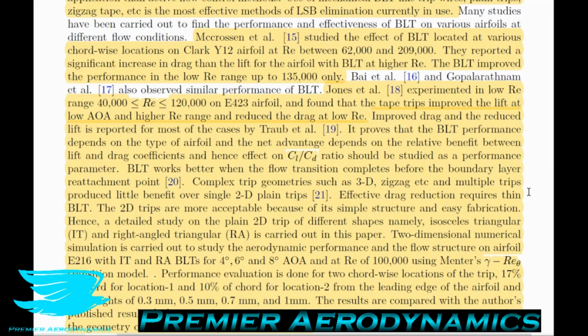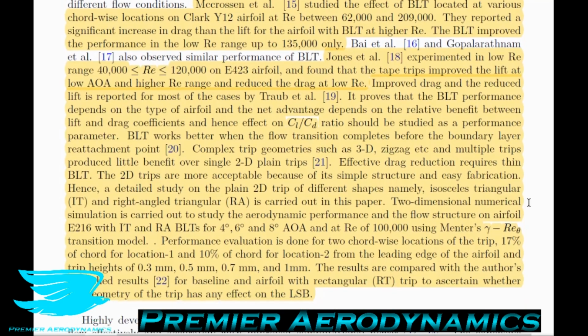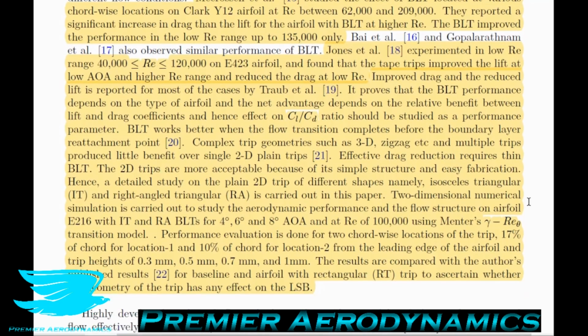Complex trip geometry such as 3D, zigzag, and other multiple trips produce little benefit over single 2D plane trips. Effective drag reduction requires thin BLTs. The 2D trips are more acceptable because of their simple structure and ease of fabrication. Hence, a detailed study on the plane 2D trip of different shapes, namely the isosceles triangle and right angle triangle, is carried out in this paper.